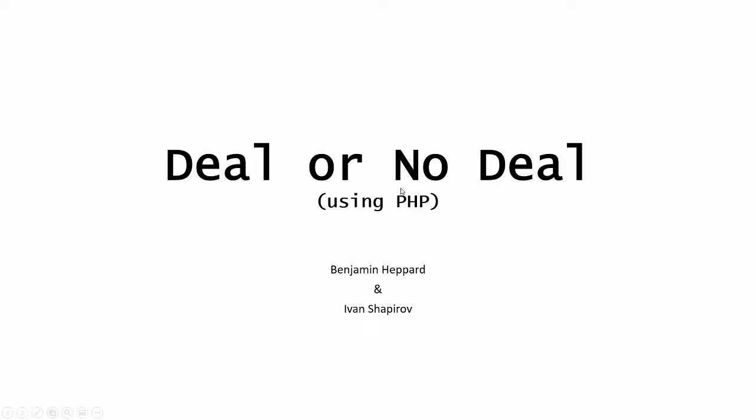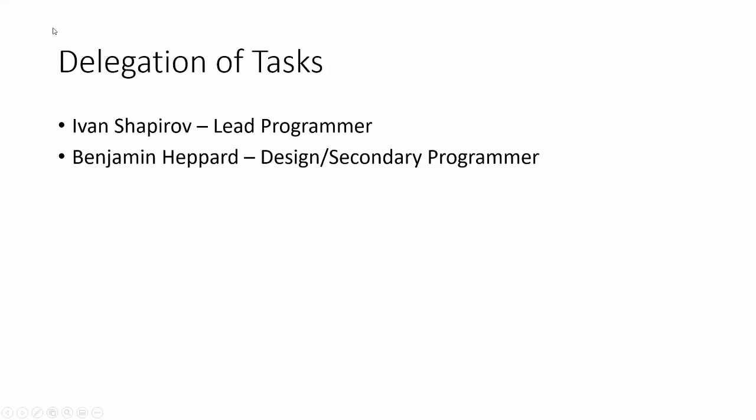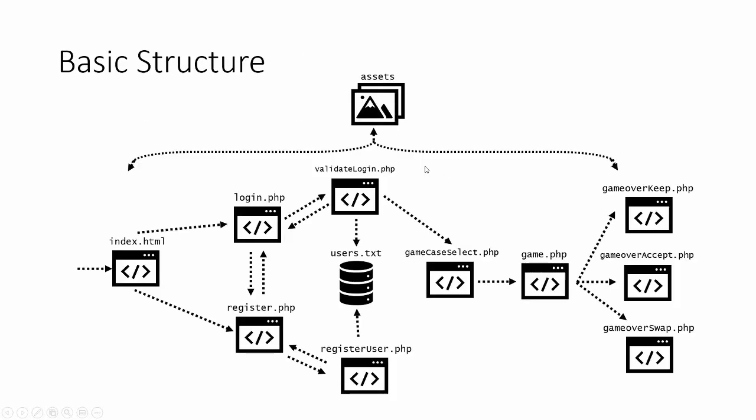Hi, my name is Nate Heppard, and I worked with Shapirov to create Deal or No Deal using PHP. There's only two of us in the group, so we split up the tasks pretty evenly. Yvonne did the majority of the programming as lead programmer, and I was in charge of design and secondary programming. So this is the basic structure of the program.